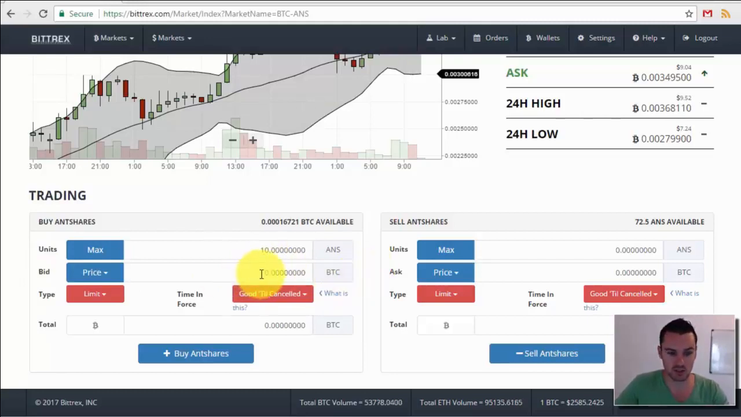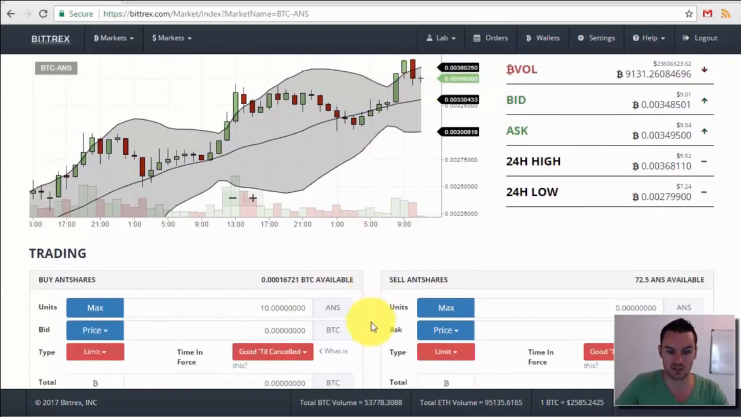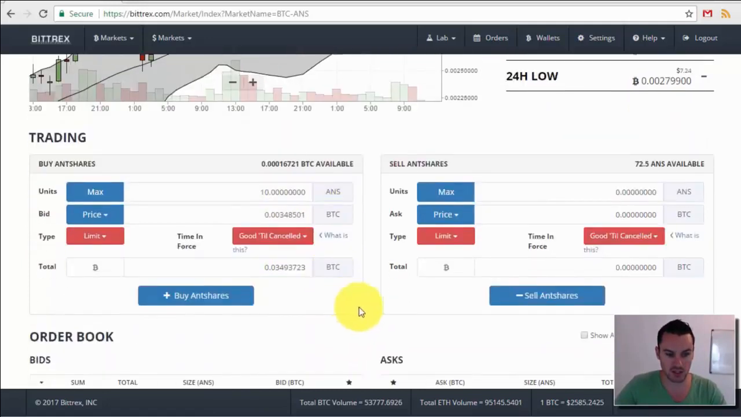So you can put in any price here that you want. You could put in a price that is greater than the current market price. And what would happen is your trade would be executed straight away at the current market price. That's if you just want to buy the coins right now, you can do that. You can use the drop down, you can say bid, which is the current bid price. So if I executed that right now, that would probably go and buy the 10 ant shares at that price, unless there was a spike just before I got my order in.